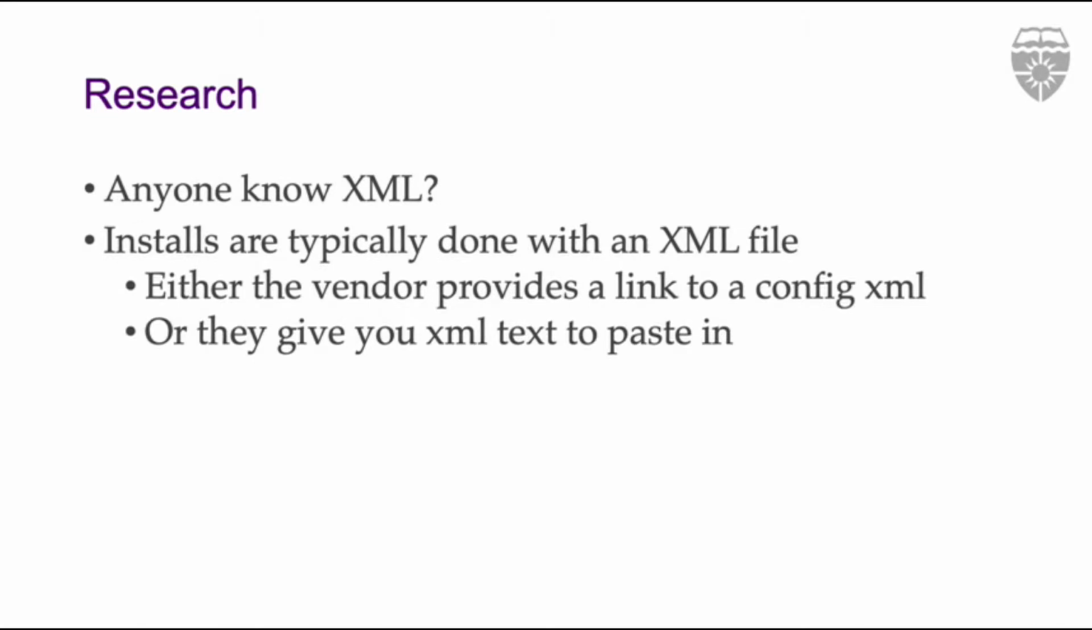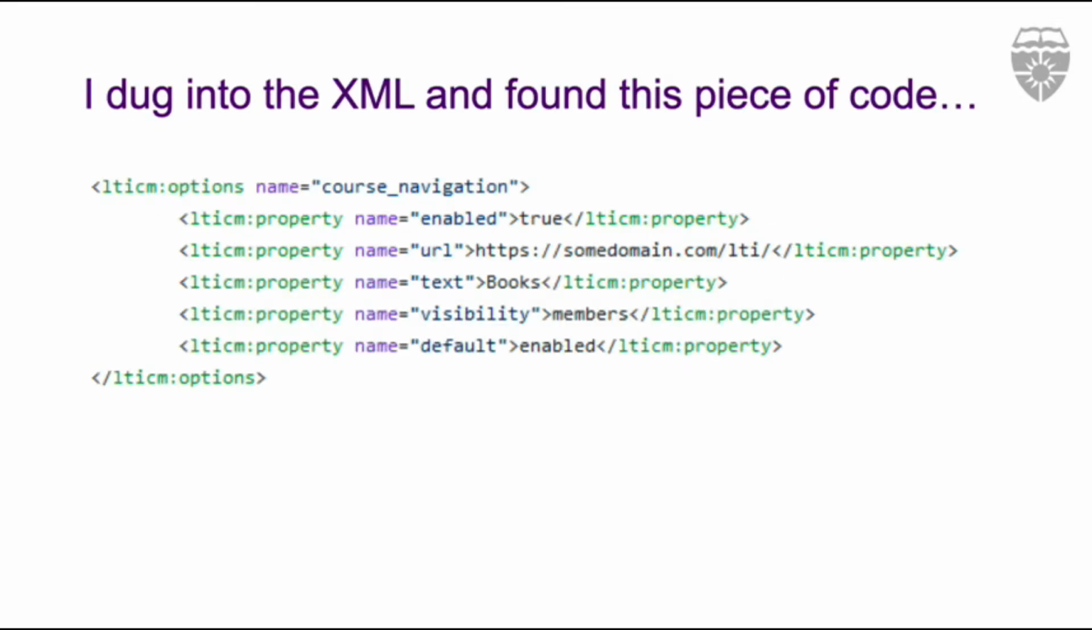All right. So installs are typically done with an XML file. Actually, they're pretty much always done with an XML file, whether you're actually copy-pasting the XML or just actually referring to it on another server. So sometimes they give you a link to a config XML file, like a URL, or sometimes they actually give you the XML text to paste in. So I dug into one of the XML files, and I found this little piece of content here. Options. Course navigation. Well, there you go. There was nothing in any sort of user interface that allowed me to generate this XML. This was just provided to us.